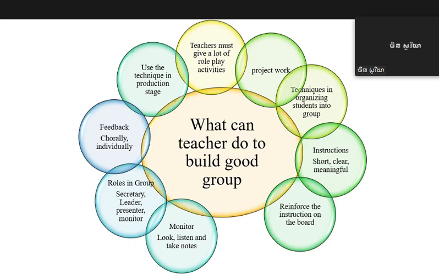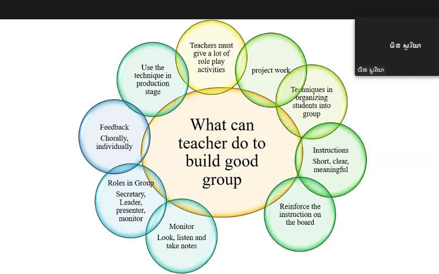The next point is to reinforce the instruction on the board. It's not only speaking. Some students might not listen to the teacher clearly, or there might be a disturbance that distracts the students' attention. So the teacher has to write some of the instruction on the board, like take notes, after taking notes, have a short presentation, or ask each other.